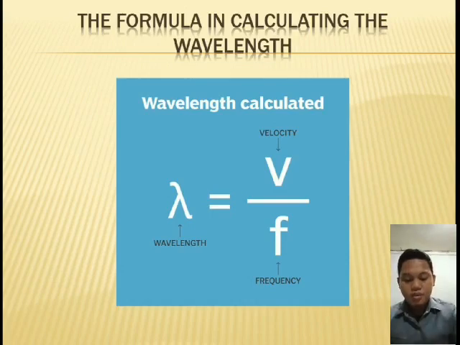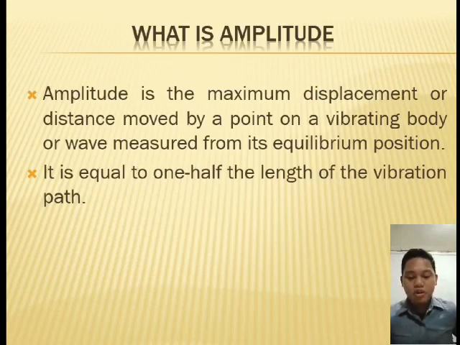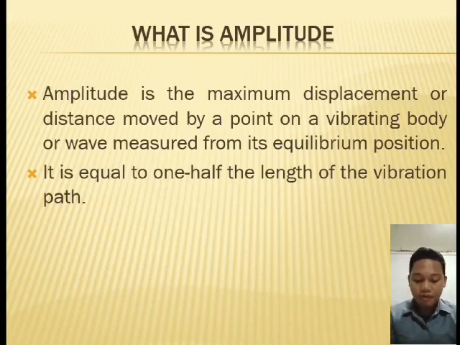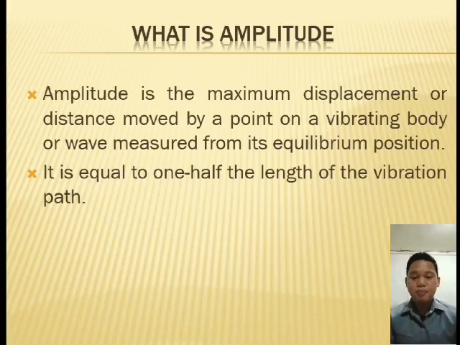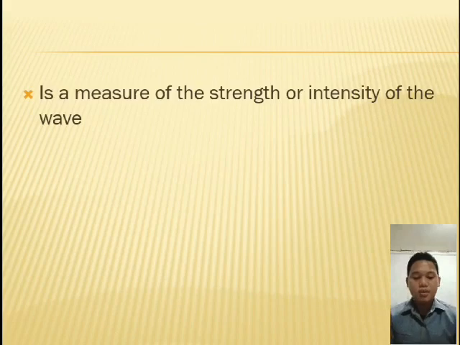Next, what is amplitude? Amplitude is the maximum displacement or distance moved by a point on a vibrating body or wave, measured from its equilibrium position. It is equal to one half the length of the vibration path. It is a measure of the strength or intensity of the wave.